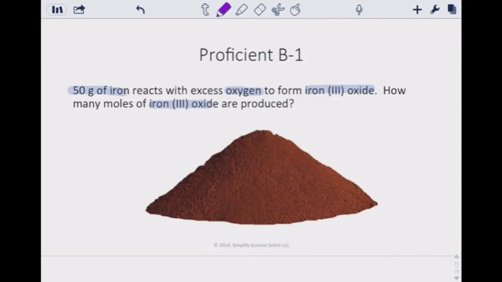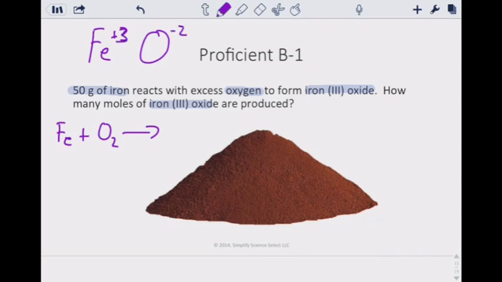So we have our iron, which is Fe, plus oxygen, which is O2, produces iron 3 oxide. So Fe, which is going to be plus 3, oxygen, negative 2, crisscross these guys, and we get Fe2O3. There's our chemical reaction. Is it balanced? No. So let's go ahead and balance this guy out.